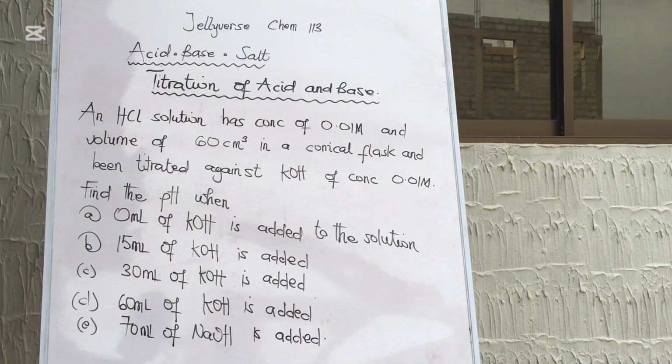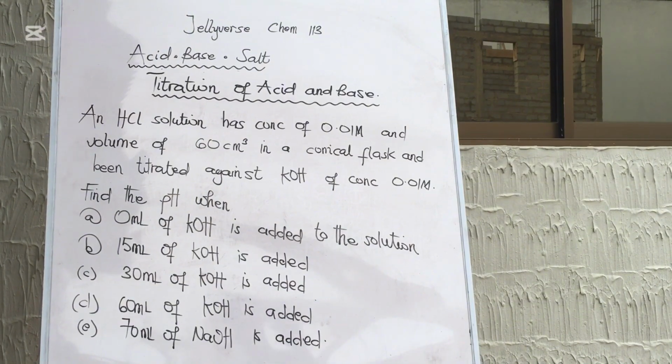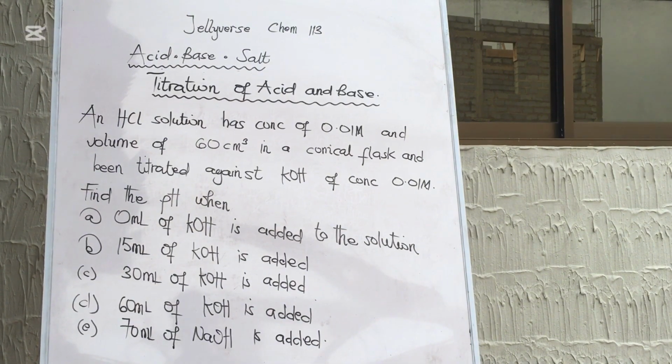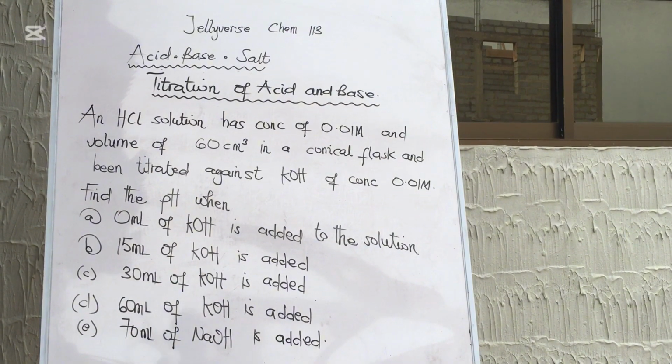Remember that when you are seeing 0 ml, it also represents before the titration proceeded. Before the titration proceeded, you are not having any KOH. So the pH will actually depend only on the concentration of the HCl that you are having in the conical flask. So before you start with this question, you have to write your equation down.